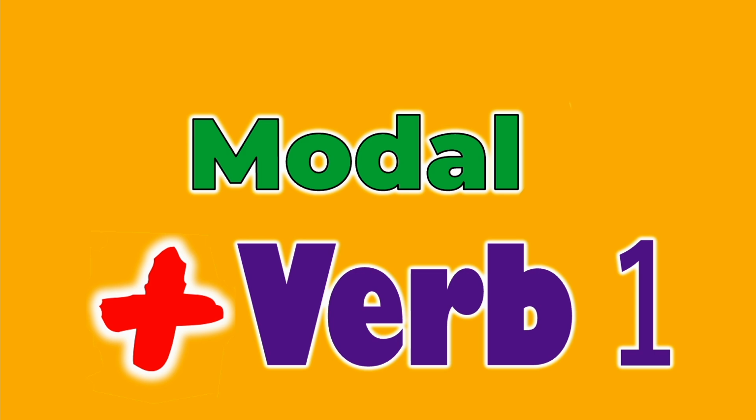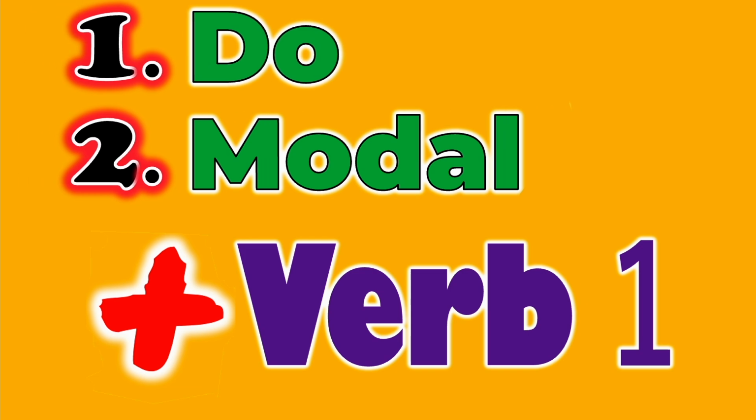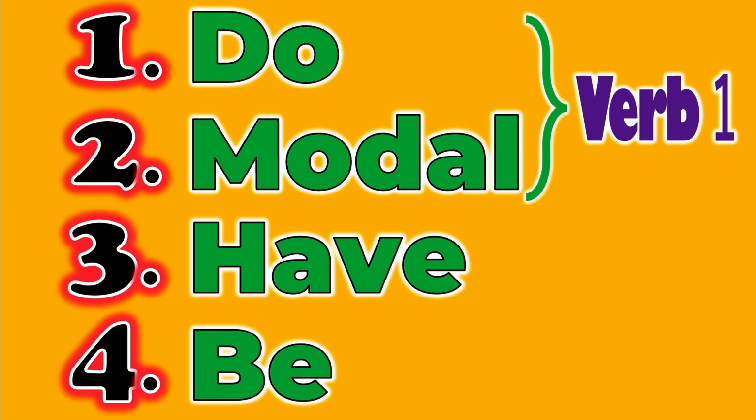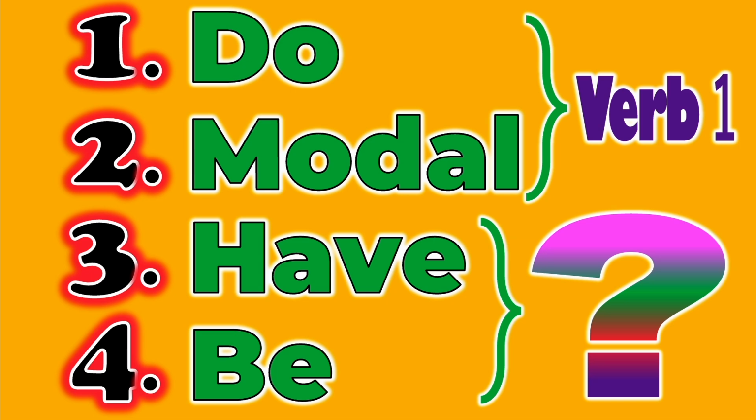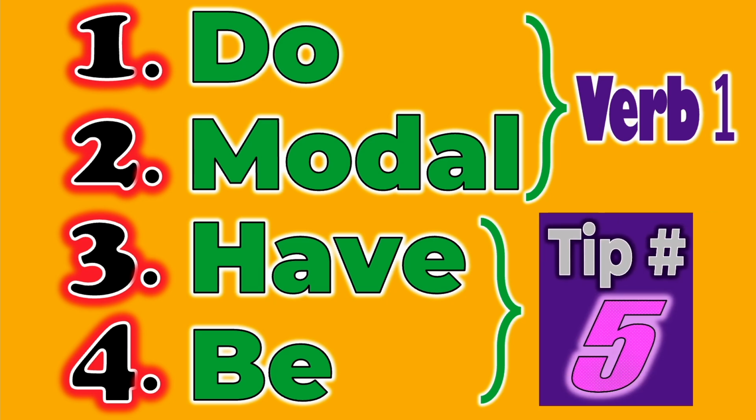Okay? So remember, do plus verb 1. Now add modal plus verb 1. You can see where we're going in the future, right? We know do and modal for verb 1. Now we need to know about have and be. So that will be our next step. What should we use with have? What should we use with be? Come back for tip number 5 and we will study that together.